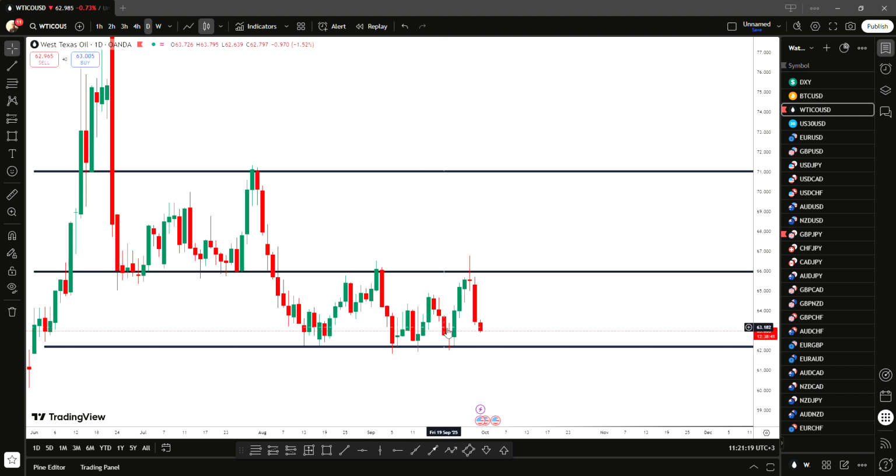But for now, US oil is still in a range, and we also have a demand zone. This is an indecision candle, an engulfing candle, and there's a break of structure to the upside. So when we see an indecision candle here, we shall be looking to buy US oil back to the upside.